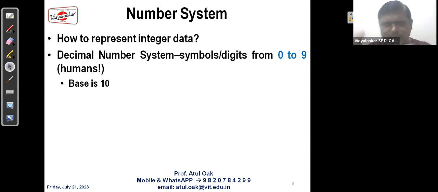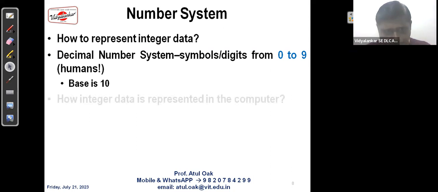And very interesting observation. Why 10? How this decimal number system was invented? Why not 8? Why not 5? Simple reason is human has 10 fingers. And because human has 10 fingers, the natural tendency of human is to count 10 digits, 0 to 9. That's why we humans use decimal number system. Logical, of course, logical.